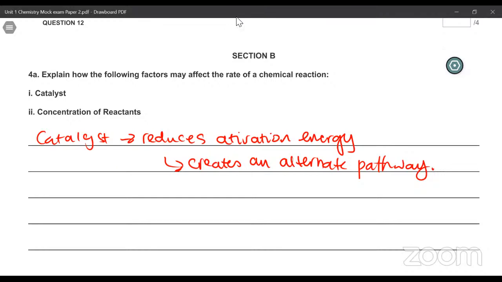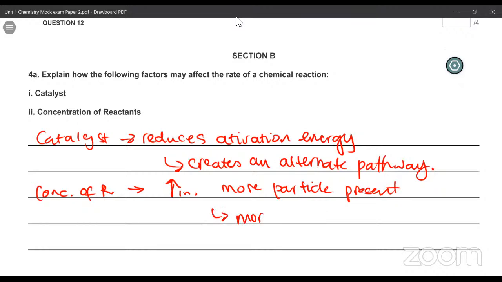Now for 2, it says concentration of reactants. If the concentration of the reactants is increased, what you'll find is there will be more particles present in the reaction, and thus you will have more frequent and more successful collisions. And the opposite is true.